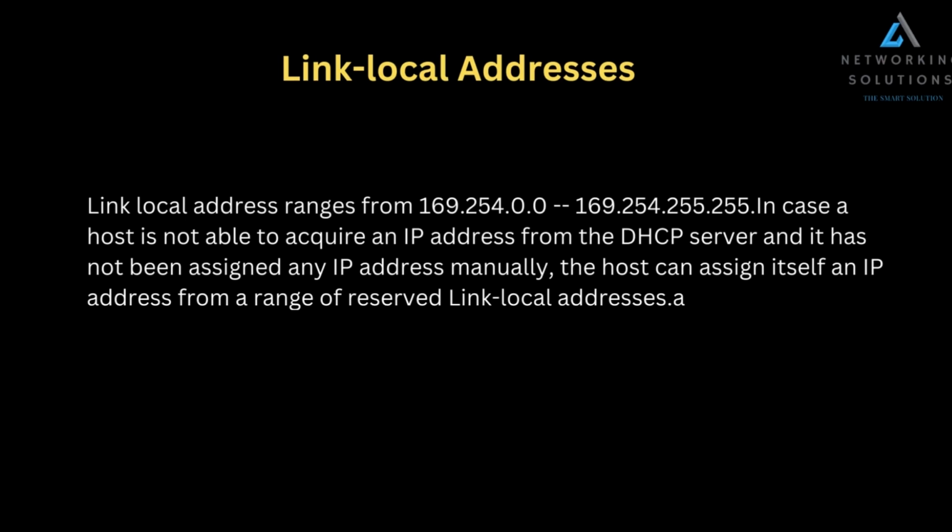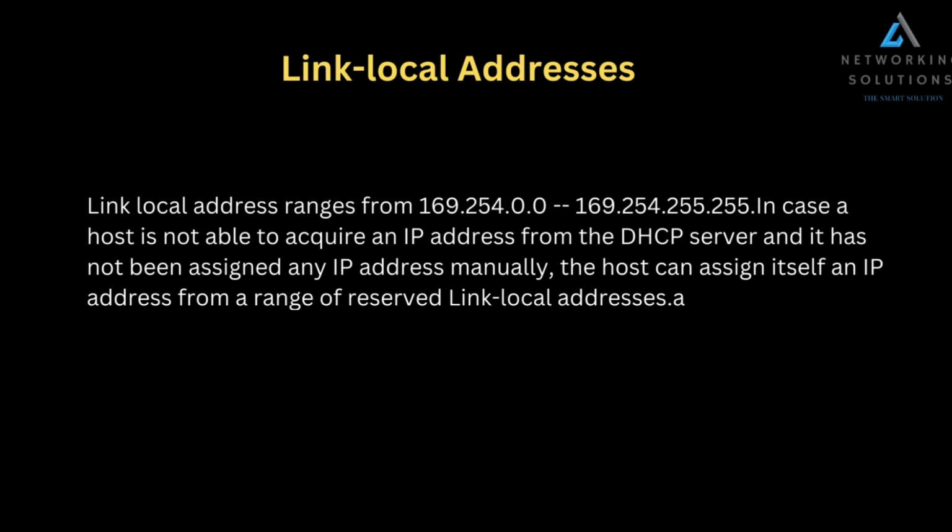Link local address ranges from 169.254.0.0 to 169.254.255.255. Assume a network segment where all systems are configured to acquire IP addresses from a DHCP server connected to the same network segment. If the DHCP server is not available, no host on the segment will be able to communicate with any other. Windows and Mac OS support this functionality of self-configuration of link local IP addresses.